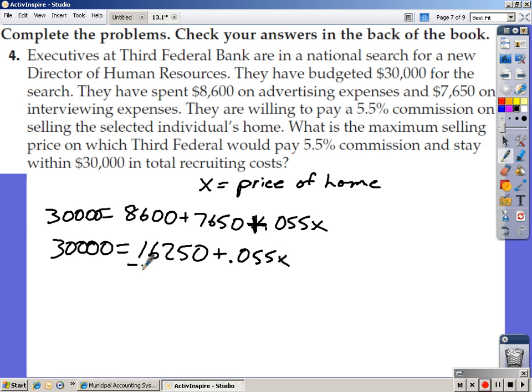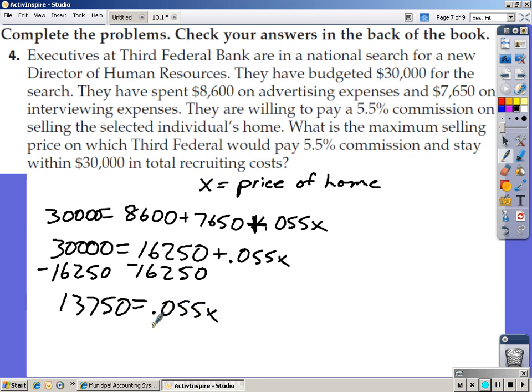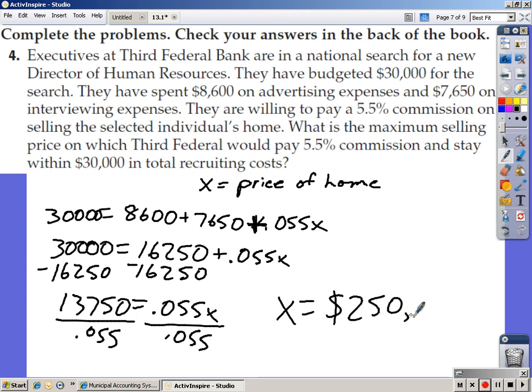Subtract 16,250 from both sides. You get 13,750 equals 0.055x. Divide both sides by 0.055, and you come up with X equal to $250,000. That's how much the house can cost.